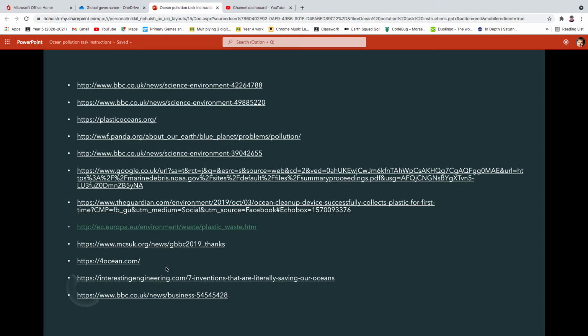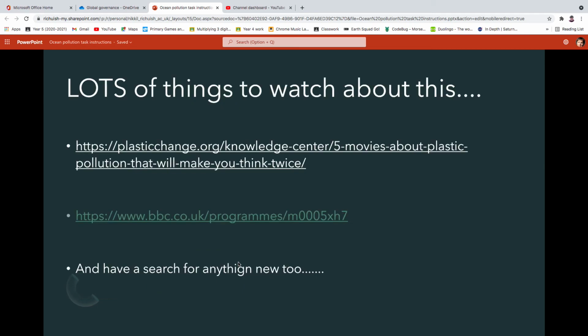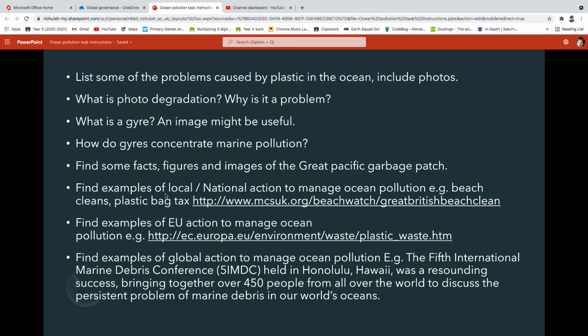What I would just say is when you are doing the last three bullet points, think laterally. Think about beach cleans in your local area. Think about what your family might do in terms of recycling. Do you try to always have your milk delivered in glass bottles? It doesn't have to be this kind of major life-changing thing. It can be a very small example of something you do.